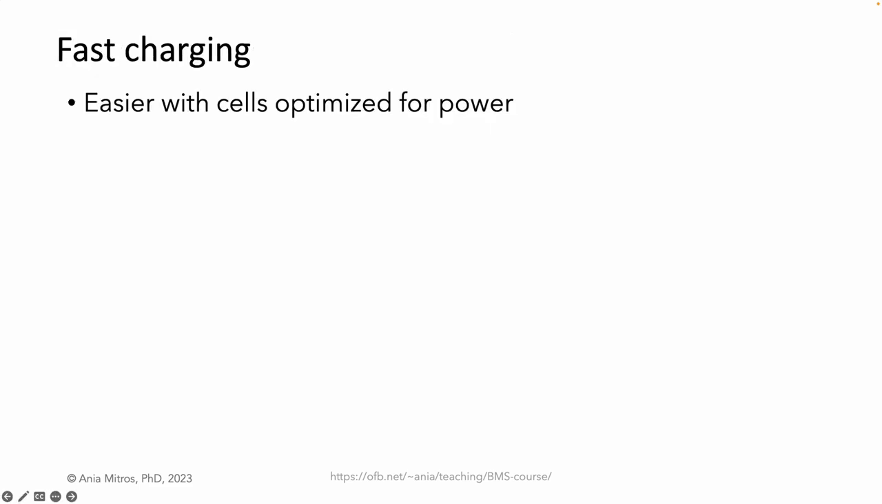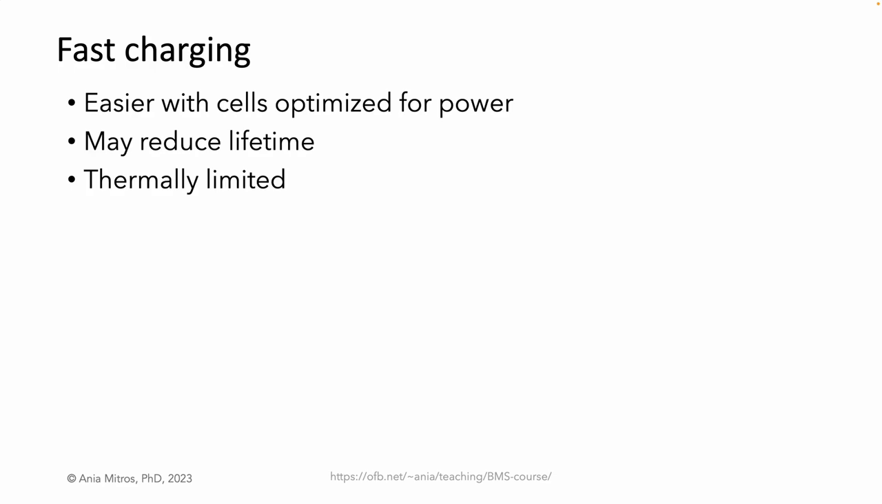Let's talk about fast charging. First, it's easier with cells optimized for high power density. Second, high currents can reduce lifetime, and whether that's a worthwhile trade-off depends on the application. Third, charging can be thermally limited. No chemical process is perfectly efficient, so charging generates heat. When the battery is already warm, the battery cooling system may be the limiting factor on charge rate. In cold climates, the battery may be too cold to fast charge upon arrival at the charger.